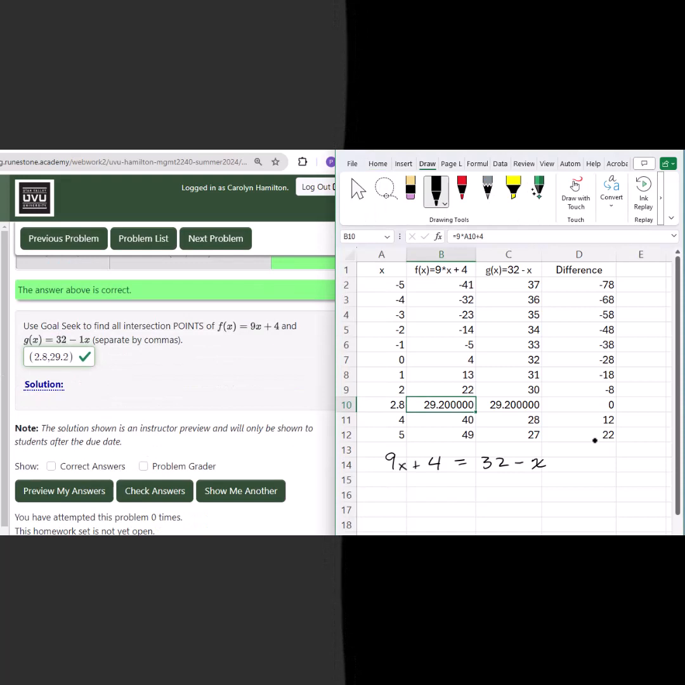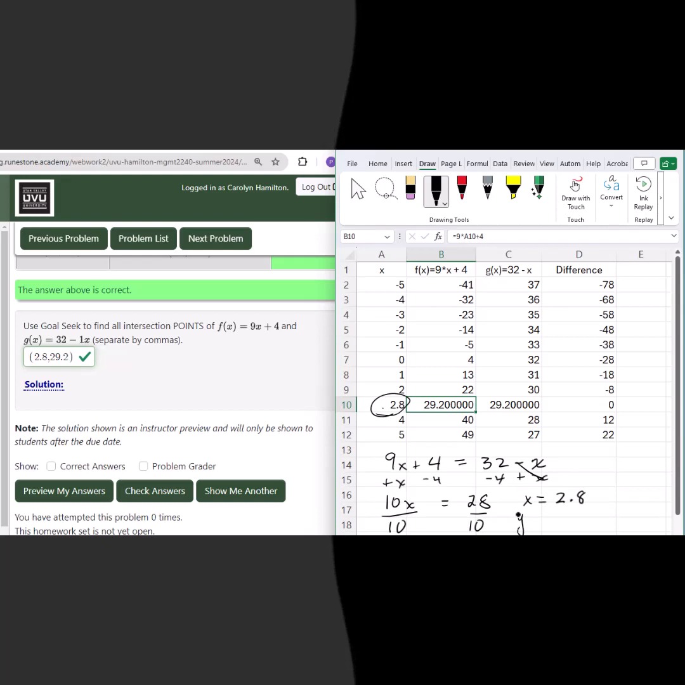Okay, for those who waited to the end of this video, you could do this with algebra. This is not something that requires Excel. You can add x to both sides, so 10x, and then subtract 4. 10x would be 28, divide by 10, divide by 10. X would be 2.8, which is the same value that I got here.